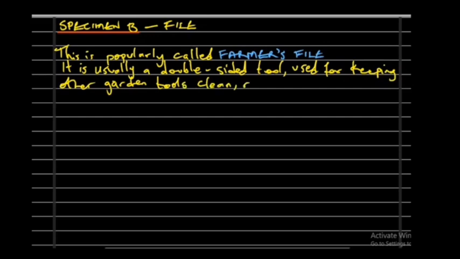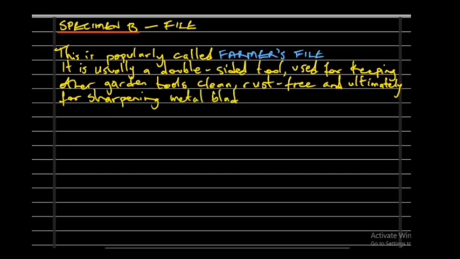Also rust free, and ultimately for sharpening metal blades. So that particular instrument helps to make the edge of instruments sharp. Instruments like cutlasses, like hoes, it can be used on these instruments to make them sharp. It works on almost all metal surfaces.